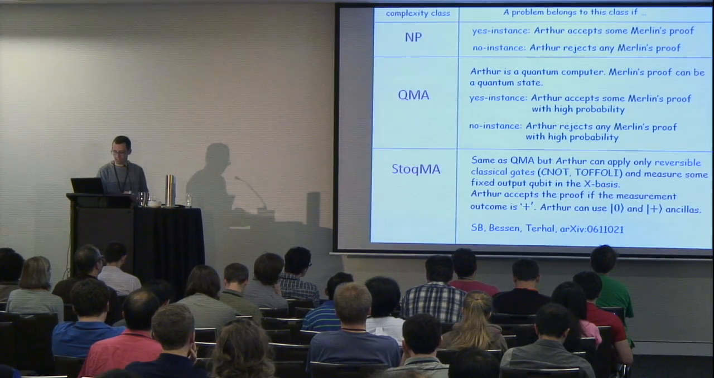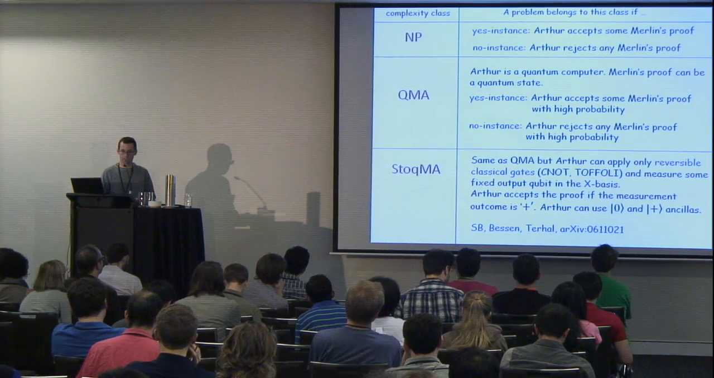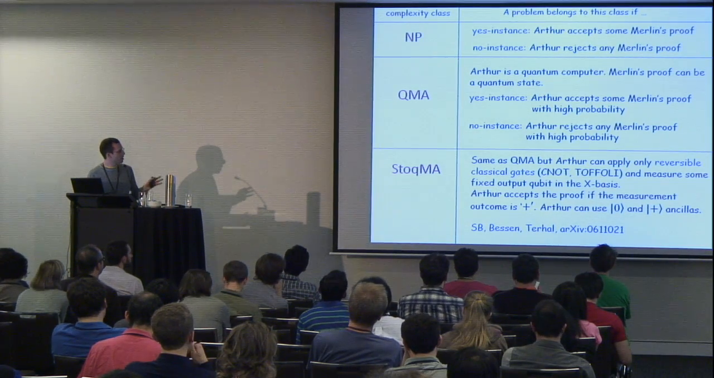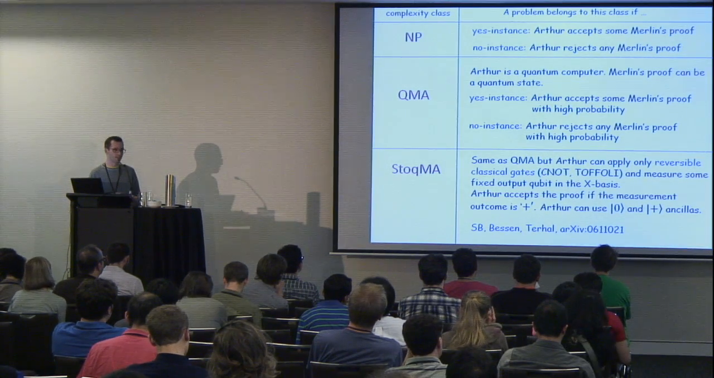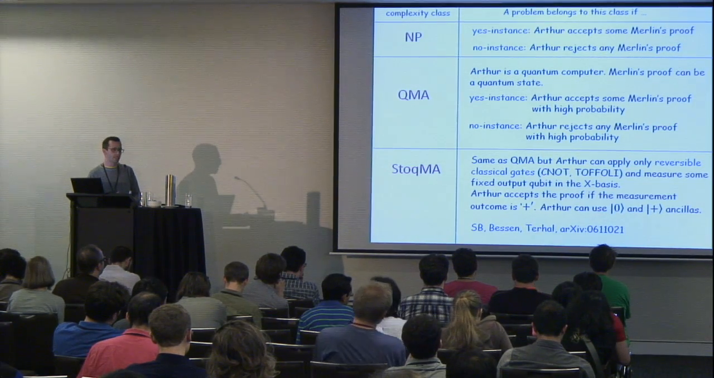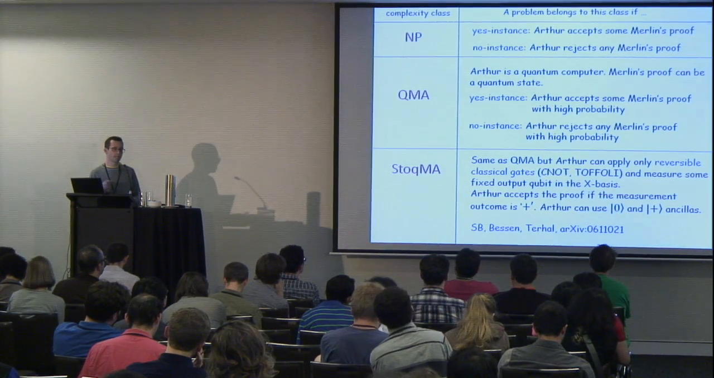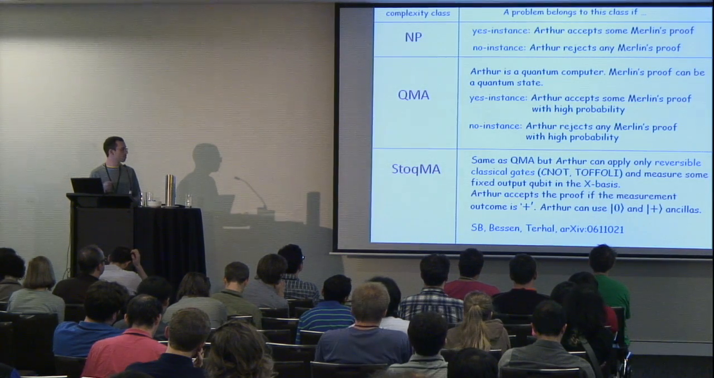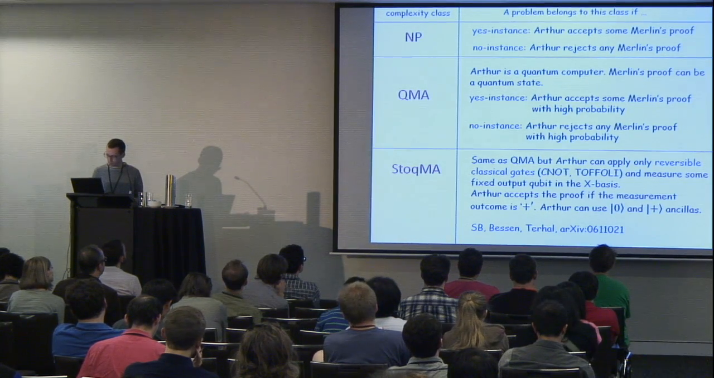Now here's a funny class that probably only some of you have seen, which is called, actually I'm not sure how to pronounce it, but let's go with stoqMA. It has a really strange-looking definition, but I think the results being presented here show that it's kind of natural. It's the same as QMA, but Arthur's verification circuit can only use reversible classical gates, and the measurement at the end is of a single qubit in the X basis. Arthur accepts if and only if the measurement outcome is plus. This was introduced in a paper by Bravyi, Bessen, and Terhal.